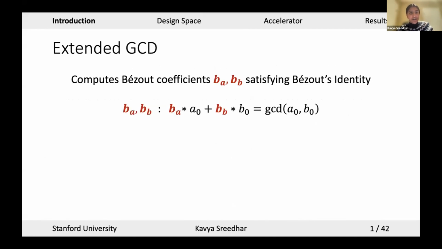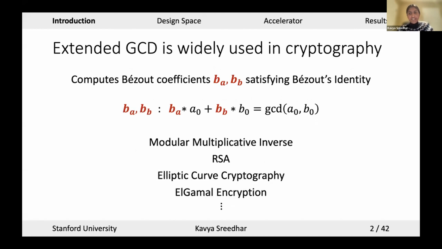So the extended GCD operation is a fundamental operation in number theory and computes Bézout coefficients that satisfy the identity as shown here. This has wide-ranging applications in cryptography, many applications of which we've talked about today, to compute the modular multiplicative inverse for RSA, elliptic curve cryptography, ElGamal encryption, and so on and so forth. As a result, a lot of work was spent in the 80s and 90s to develop fast GCD algorithms, but until recently, there hasn't really been much development in this domain.